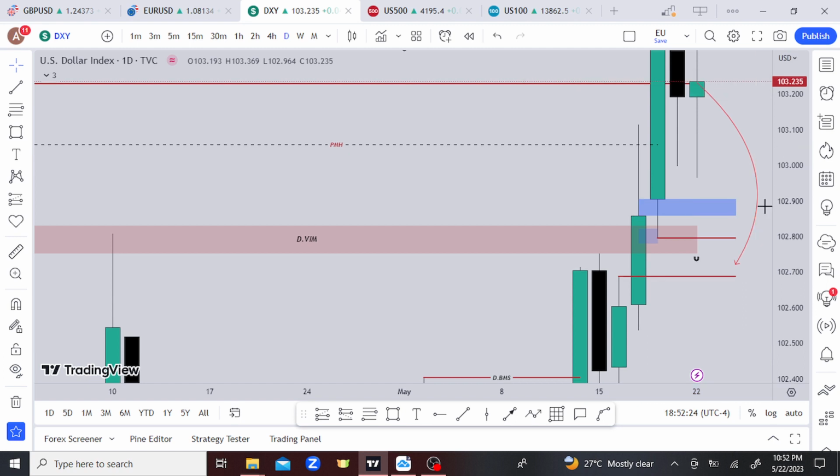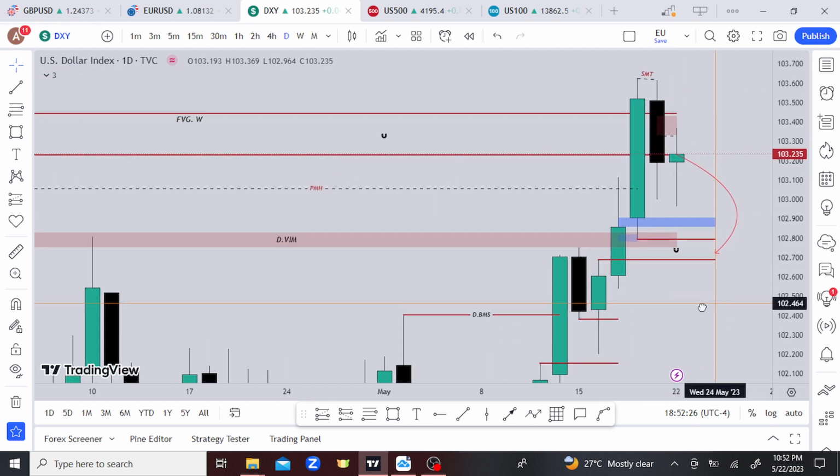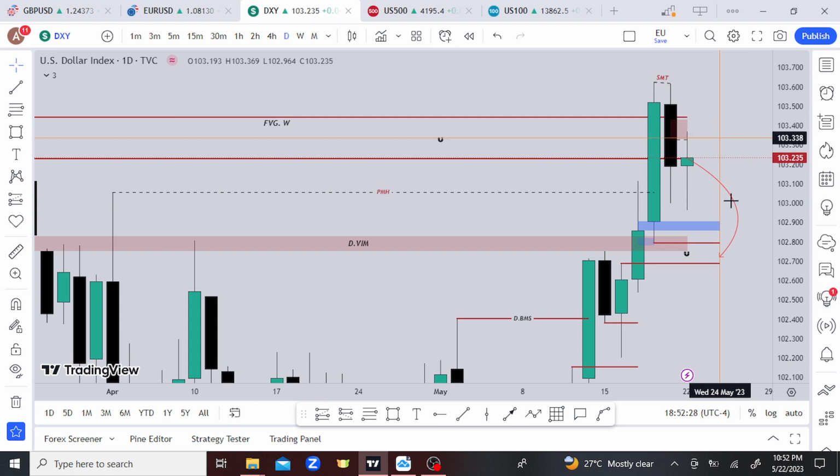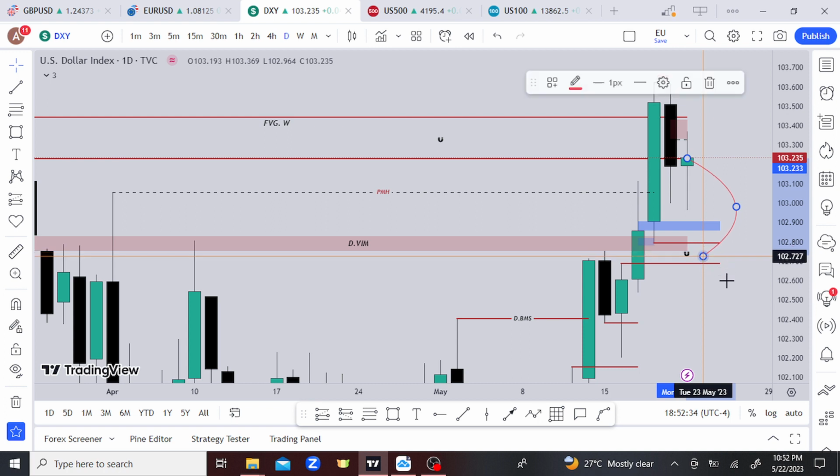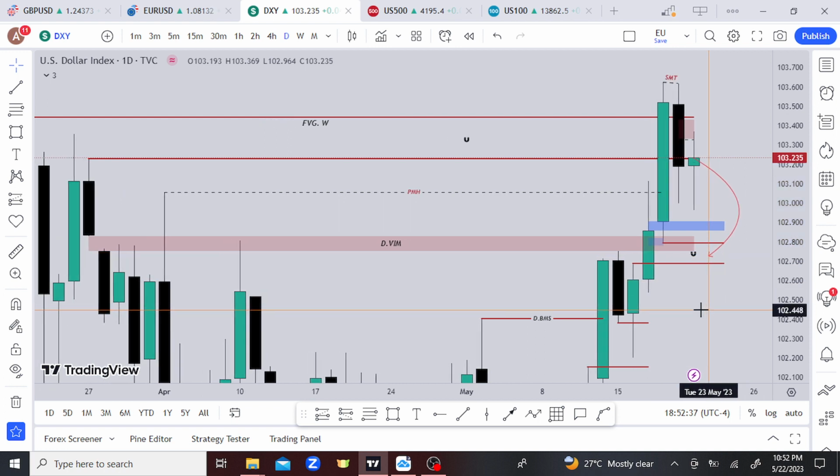So I would be bearish till we hit these levels on the daily chart. Okay, I'll be bearish till we hit these levels on the daily chart. So this will be my bias for this week's trading. Let's look at the 4-hour.